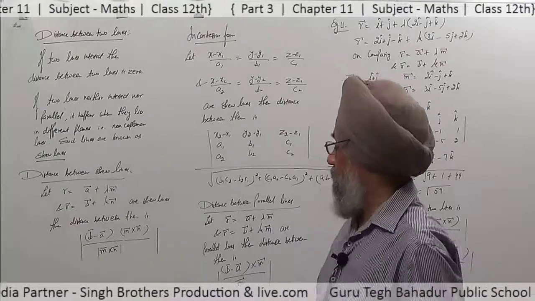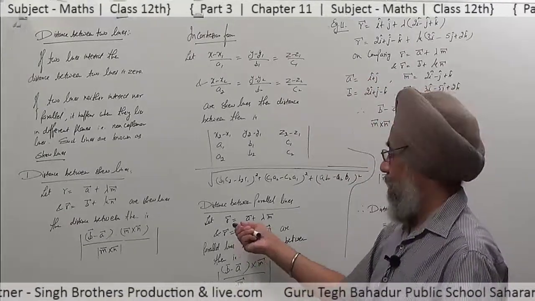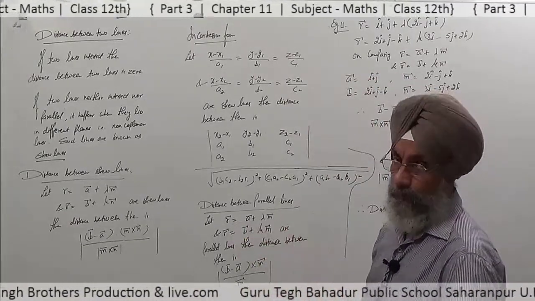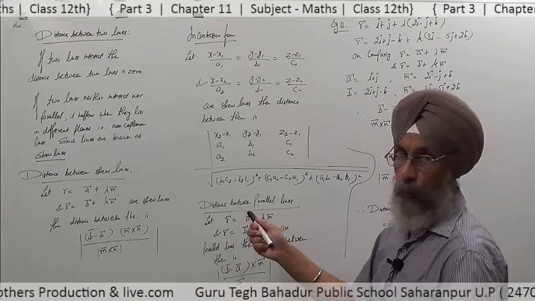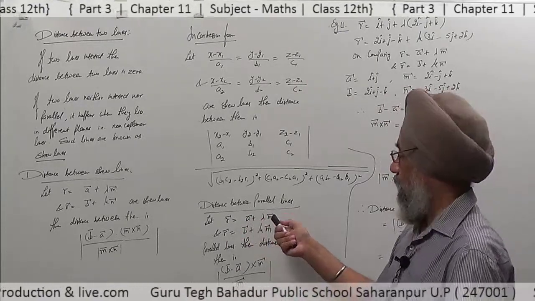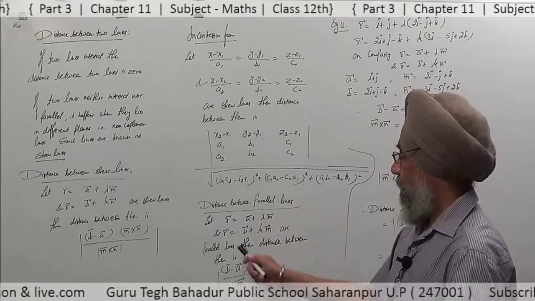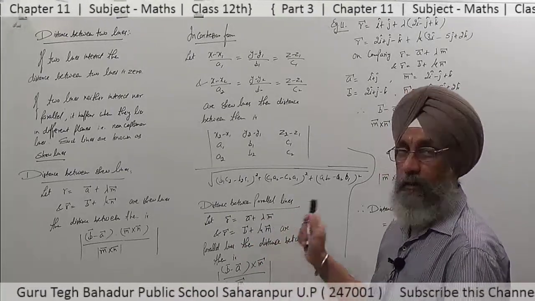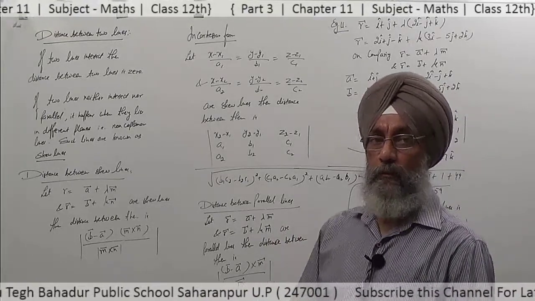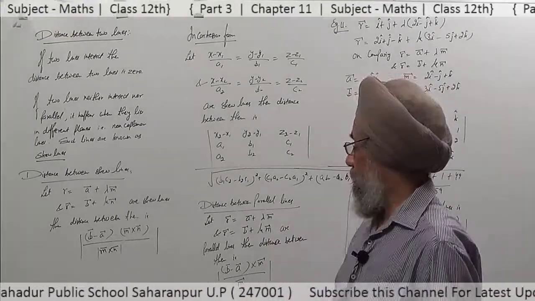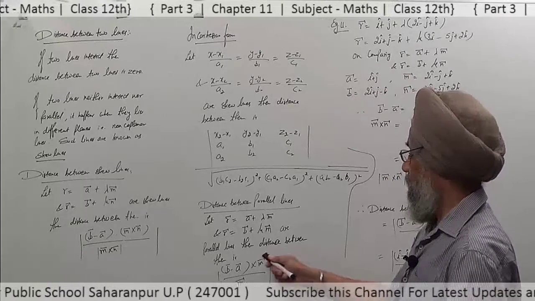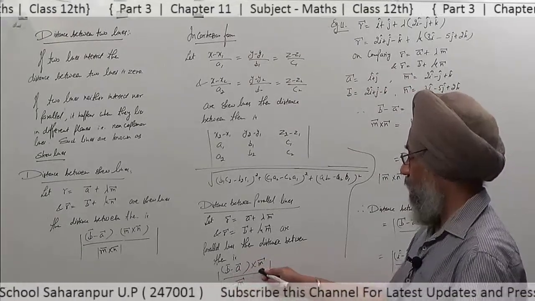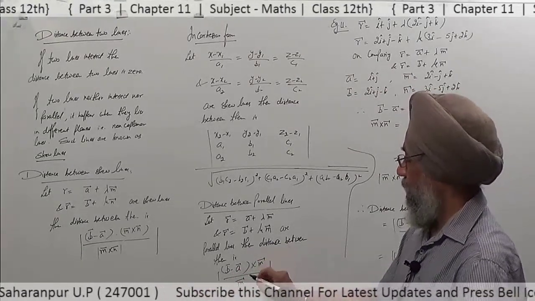So, in that case, we are representing two lines as r is equal to a plus lambda m, passing through point A and parallel to the vector m, and r is equal to b plus mu m. In both we took vector m because they are parallel to the same vector. Now, if they are parallel lines, they are coplanar lines. The distance between them is (b minus a) cross m upon the magnitude of vector m.